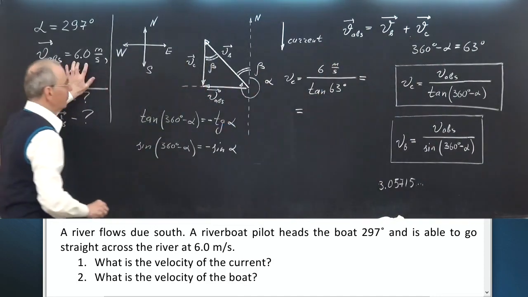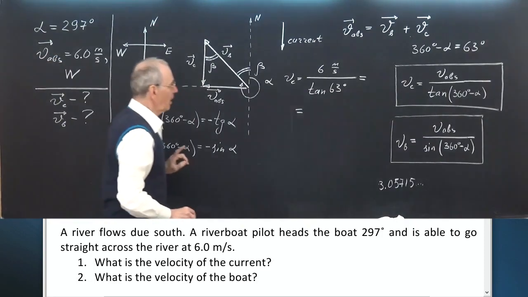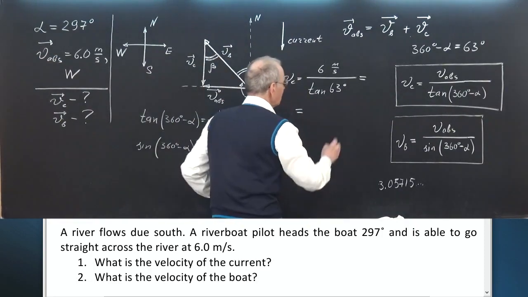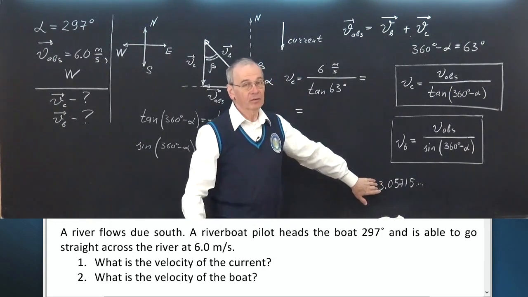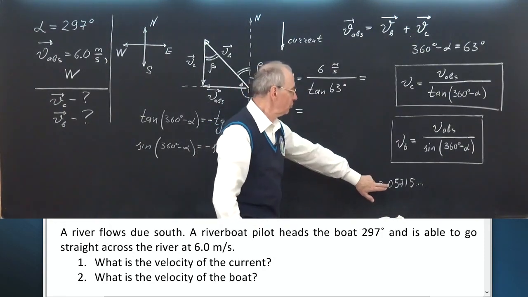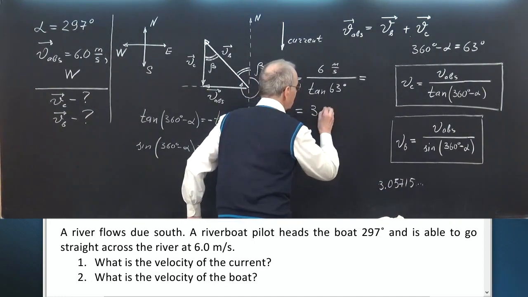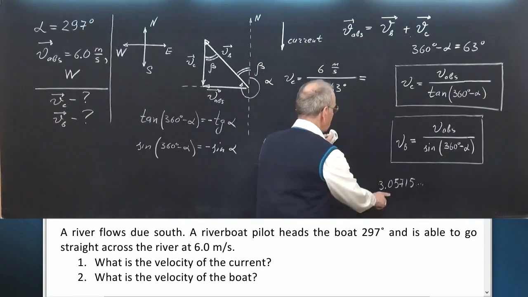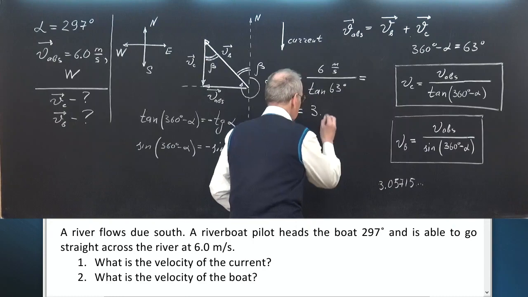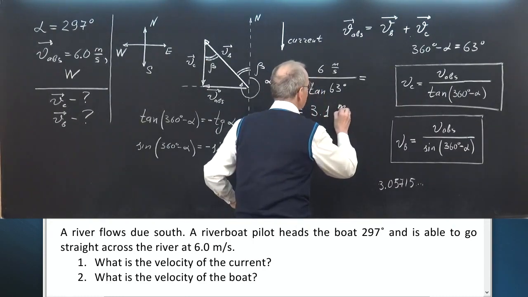Here we have two significant digits. So we must round this number to the same number of significant digits, to 2 digits. That's why we must write 3.1 meters per second.